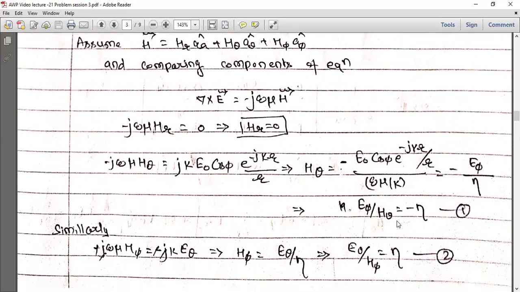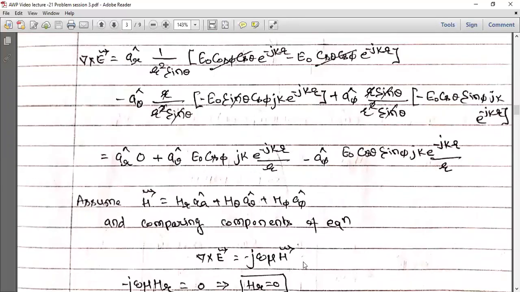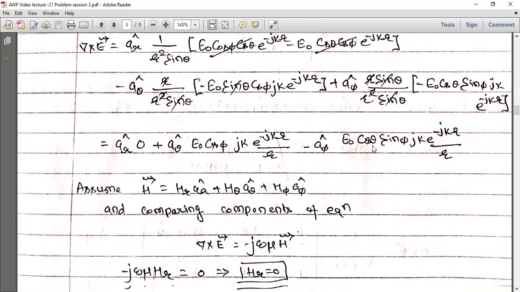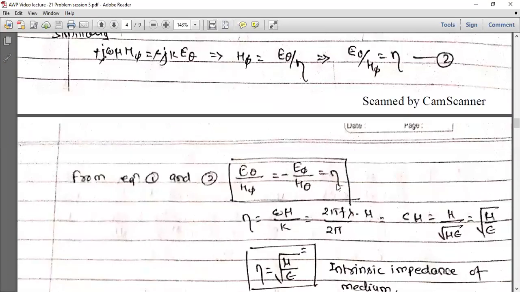Similarly, when we compare the phi component, we have minus jωμH_φ equal to minus jk, and in this component here, E0 cos θ sin φ e^(-jkr)/r. In this complete expression, if you keep jk outside, the remaining is the theta component of the electric field intensity. So we substitute minus jk E_θ, and later on by simple manipulation, we find that E_θ/H_φ is equal to η. So by proper comparison, we can very well write that E_θ/H_φ is equal to minus E_φ/H_θ, which is equal to η.